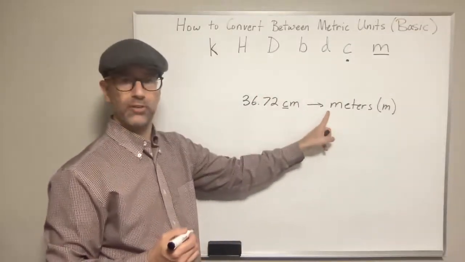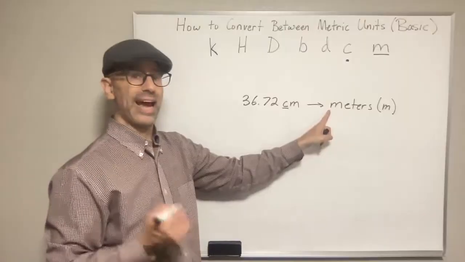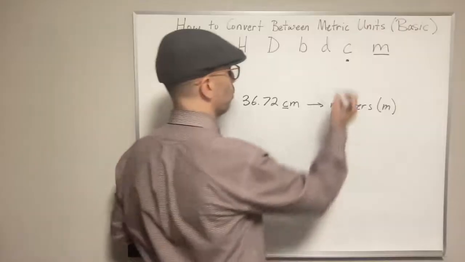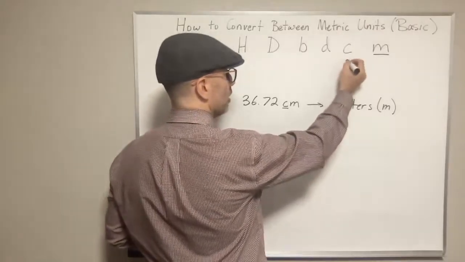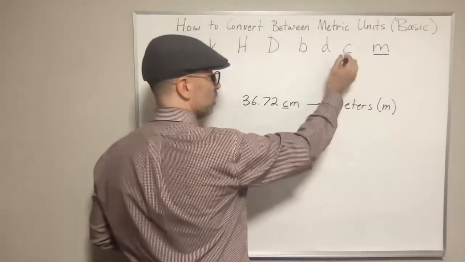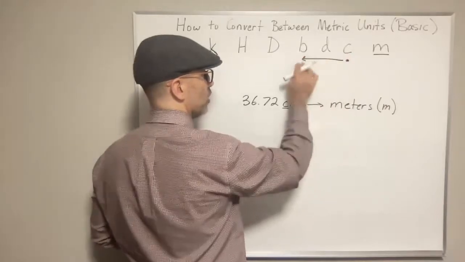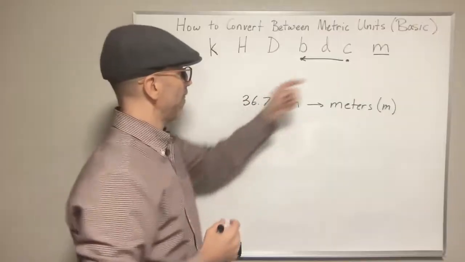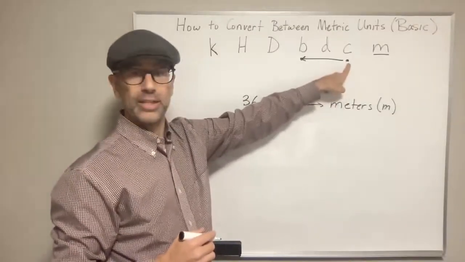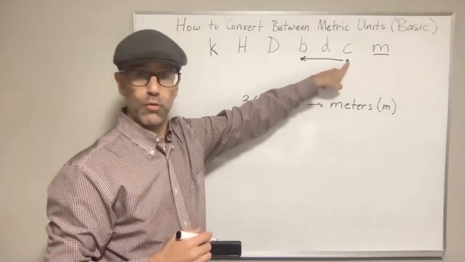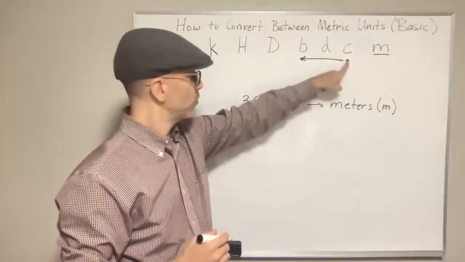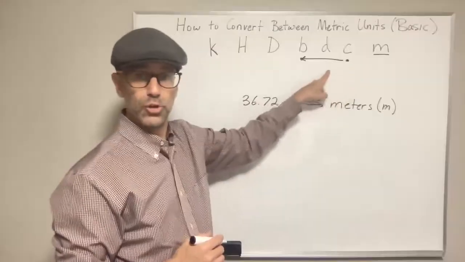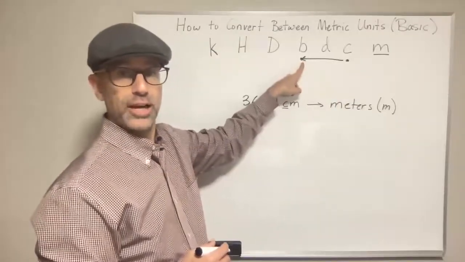There's no prefix, so whenever you have a unit that has no prefix, that is the base unit. So we want to go to the base unit. We're moving from centimeter to meter at the base unit. So we're going this way. That means how many times do we have to move over? We're moving over from C to B. We're moving over 1, 2. So we're moving over 2 places to the left.